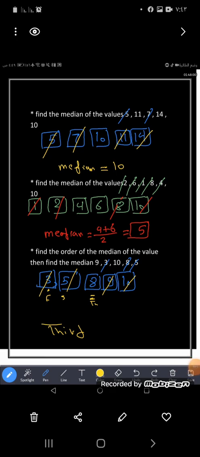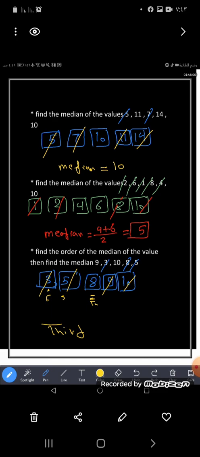Another example, find the median of the values 5, 11, 7, 14, 10. For the median, I have to first arrange the values in ascending or descending order. By ascending, 5, 7, 10, 11, 14. Then I get the number in the middle, that's 10. Then I can say the median is 10.